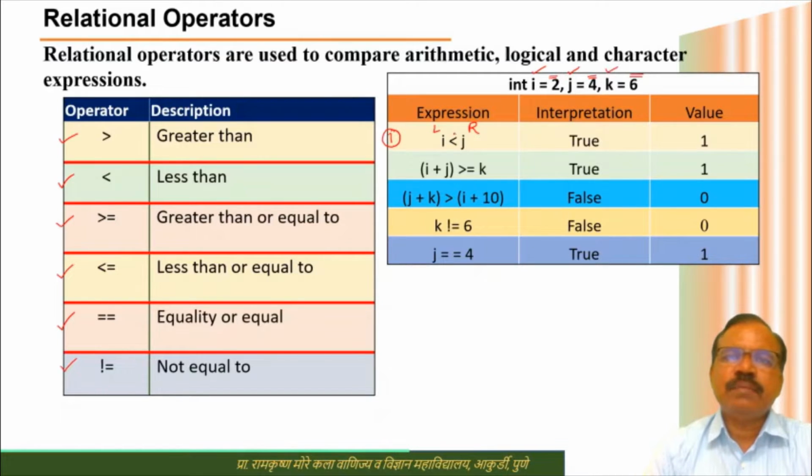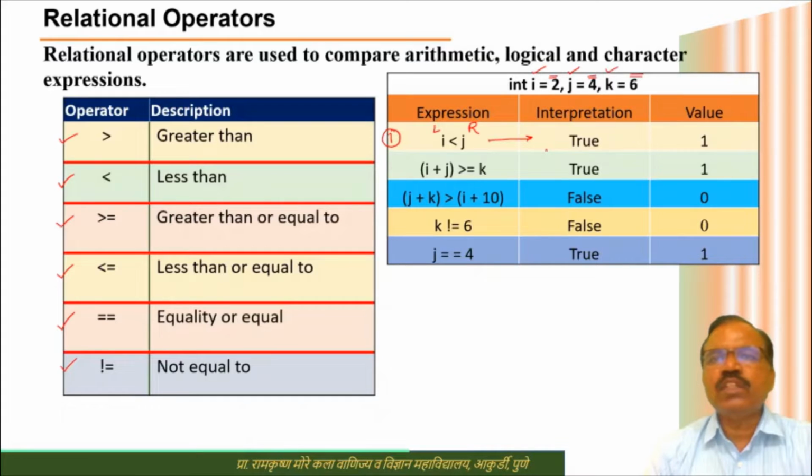Now if this expression is true, it will return value 1, and if this expression is false, it will return value 0. If we see the values of i, j and k, we will observe that i less than j is true, so it will return value 1.